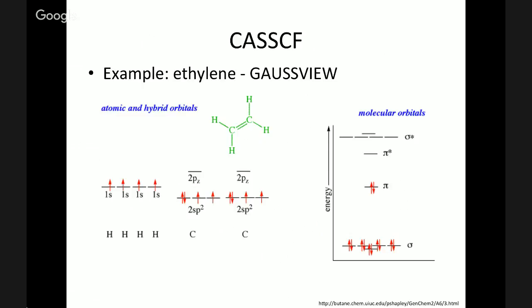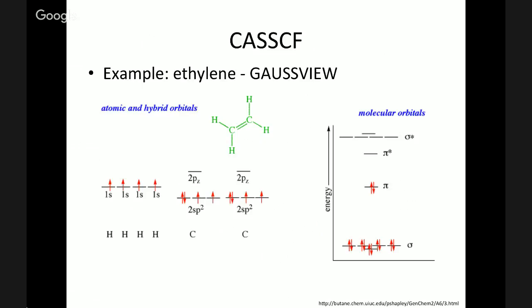Okay, and I just took this picture from the web, and this is supposed to represent the atomic orbitals of the comprising atoms, and then this is molecular orbitals. So we have 4 hydrogens, each with 1s orbitals occupied, and then we have 2 carbon atoms with sp3 hybridized orbitals being occupied.